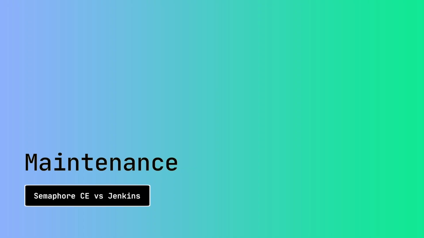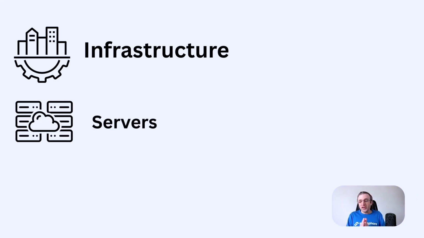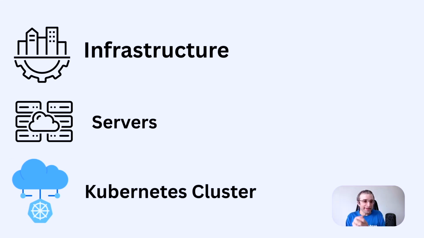Someone has to manage your CI instance, maintain it, and in this category I want to estimate how much effort it takes to maintain Jenkins and Semaphore. Ways of thinking about maintenance: on one side we have the infrastructure, and this highly depends on your setup. Both Jenkins and Semaphore require you to maintain your servers, your agents. If you are running a Kubernetes cluster, you need to maintain that too.